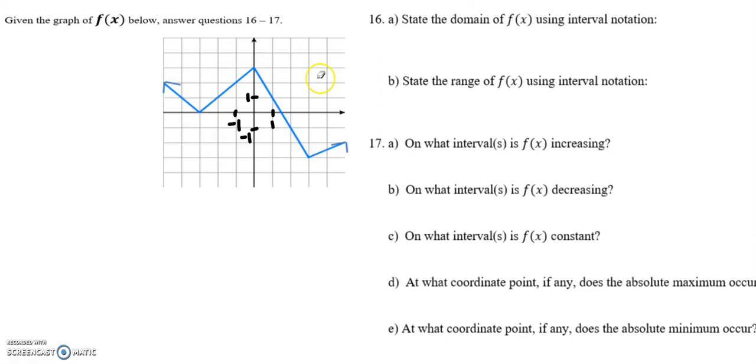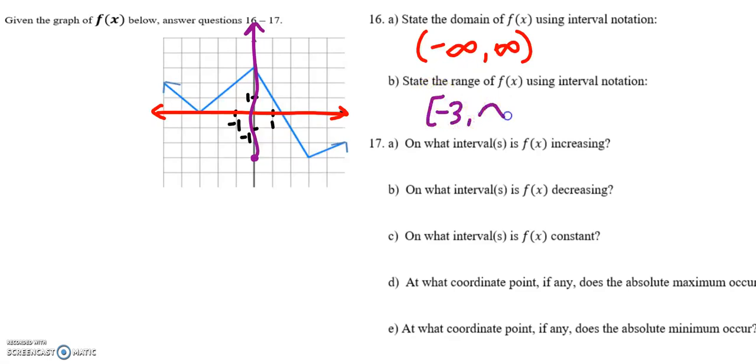Well, domain, we think about the x-axis. So from left to right, if you were to squish all of this down to the x-axis, you cover the whole thing. Negative infinity to infinity. For the range, we want to think about the y-axis. So I'm going to take this point, move it over to the y-axis, and then it's going to go forever up. These two also are going to squish to the y-axis going forever up. So it looks like we have negative 3, including, until infinity.